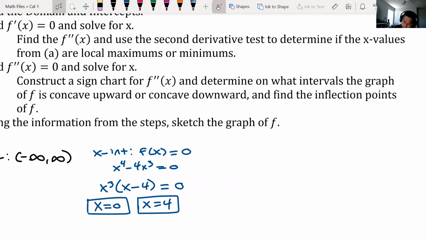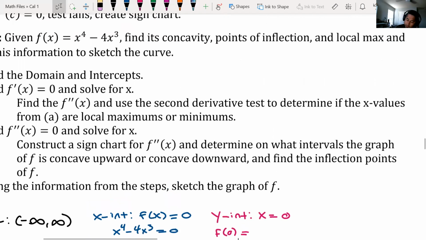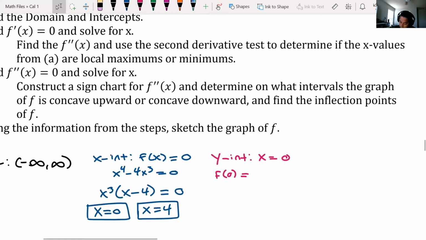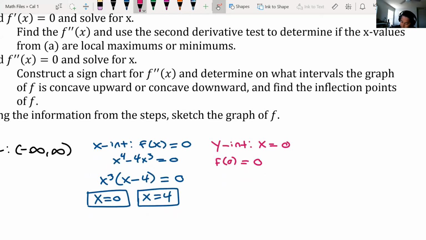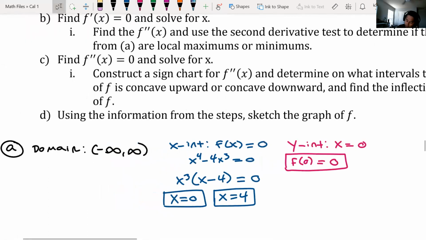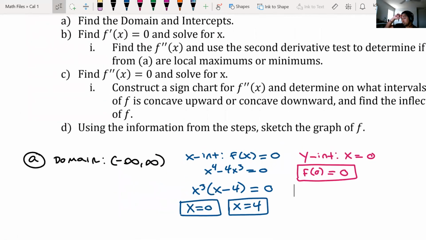Okay, next is the y-intercept, which is always the easiest. For the y-intercept, you let x equal 0, which means you'll have f of 0. If you plug 0 into this original function, you'll get 0 minus 0, which gives us 0. So there's where our y-intercept is, at 0, 0. Okay, step A is done.